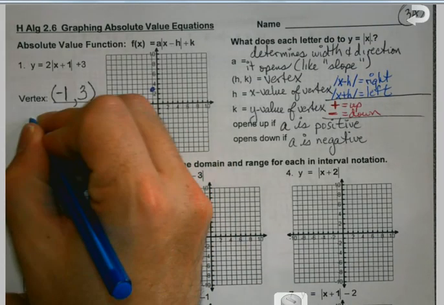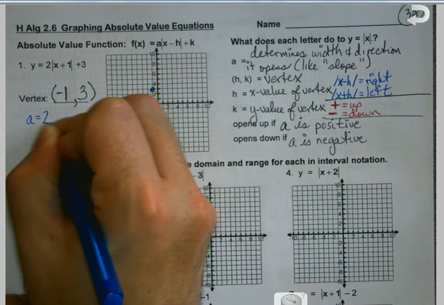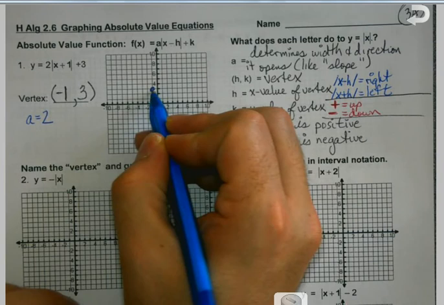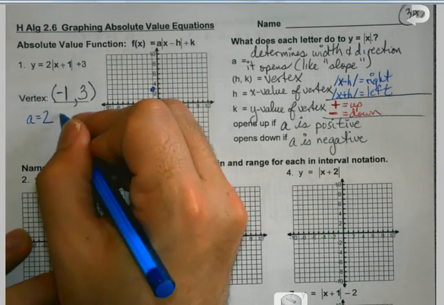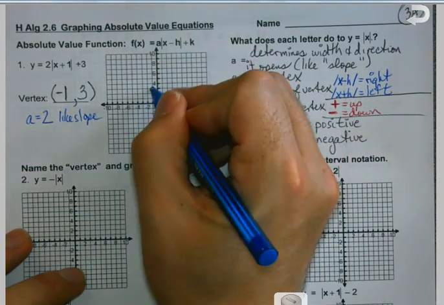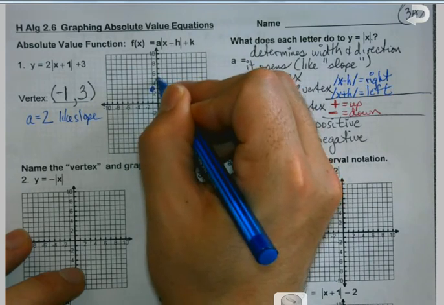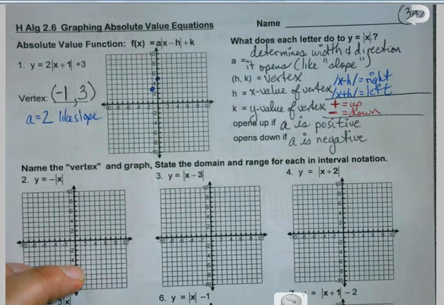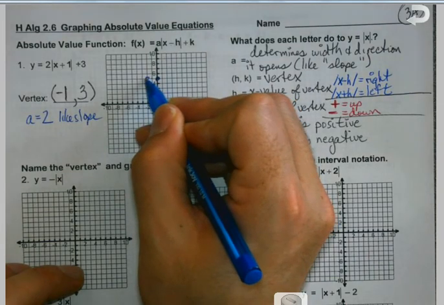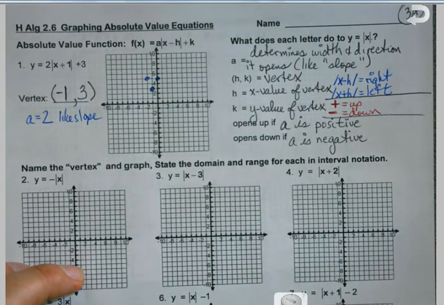Okay, since my A value is 2, treat it like you would slope. From that first point you made, I'm going to go up 2 and over 1. Now here's the part that's going to be crazy. I'm also going to go up 2 and left 1. But wait a minute, it's not negative slope.